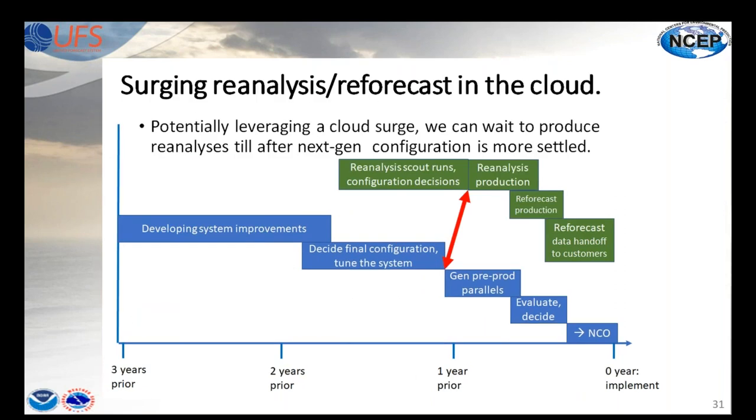There is a potential to use the cloud resources with surge computing, where we can do a reanalysis, scout runs, and the production much faster using surge compute available on the cloud. That can definitely reduce the length of production, and we can focus more on the scientific developments and improvements to the system. So that's something that we need to factor in as we make progress towards the next version.